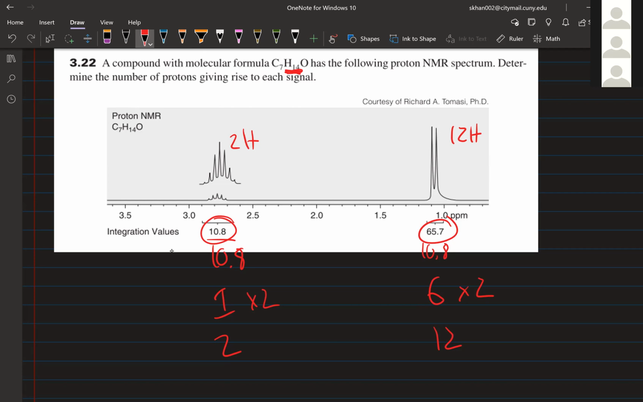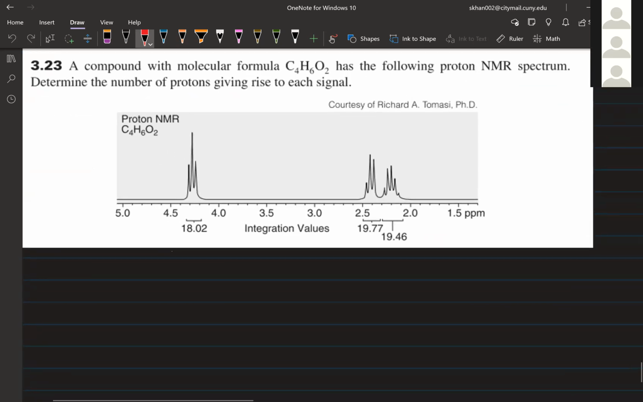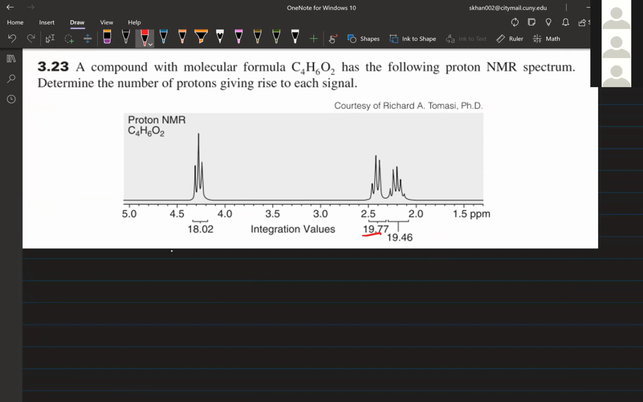And if we did, let's just do 3.23, right? And I'll let you guys tell me how many protons are under each signal, right? So we have 3 signals here, right? 18.2, 19.7, 7, right? That we'll call this A, B, and C, right? Take a minute or two, and you can tell me signals A, B, and C, how many protons each of them represent.